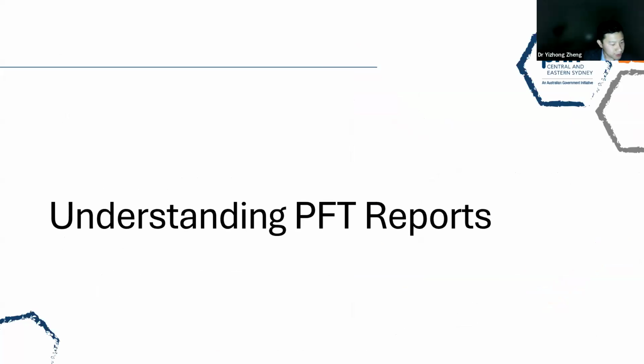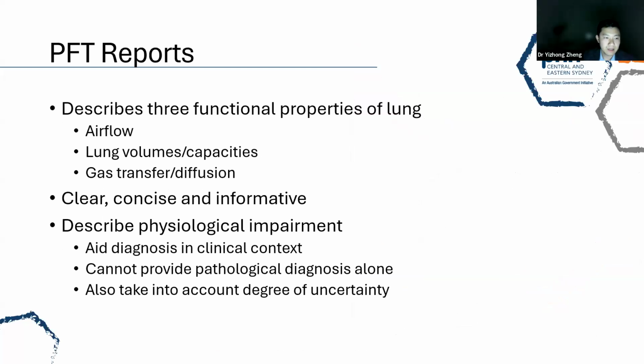Okay, finally, how much time do we have left? Maybe 5-10 minutes. So understanding lung function test reports. The goal of our reports to the audience, whether it's other specialties and GPs, is to describe three functional properties of the lung: the airflow, the lung volume and capacity, and the gas transfer or diffusion. Hopefully it's clear, concise, and informative. However, we also do not want to overcall conditions.